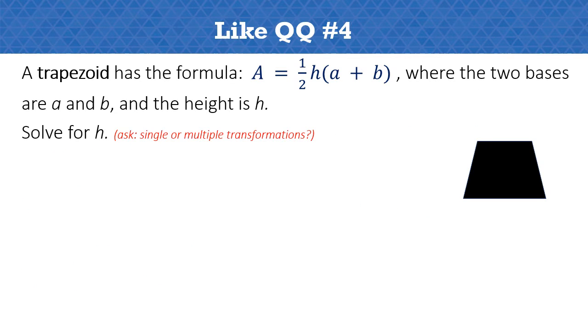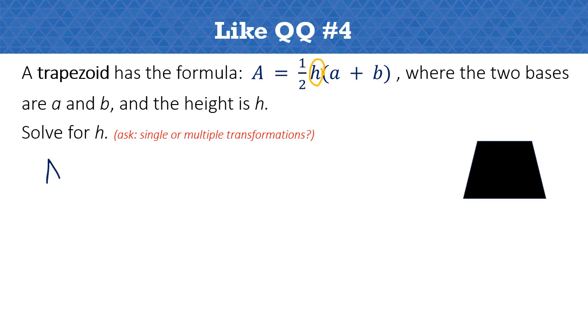So let's do some more quiz questions just to have a couple more practice. So we have the trapezoid formula. A is equal to, notice this one looks a little bit different, 1/2 times h times a plus b, where the two bases are a and b and the height is h. For this one, we need to solve for h. So our ultimate goal here is to get the h by itself.